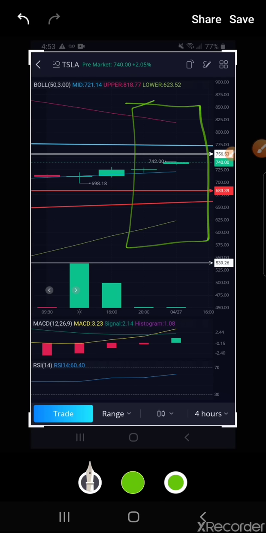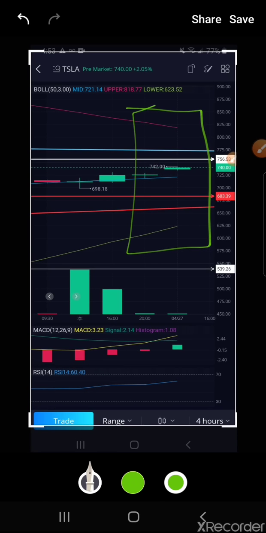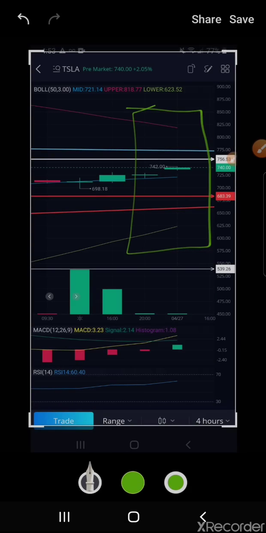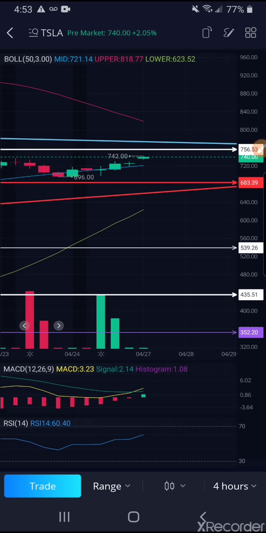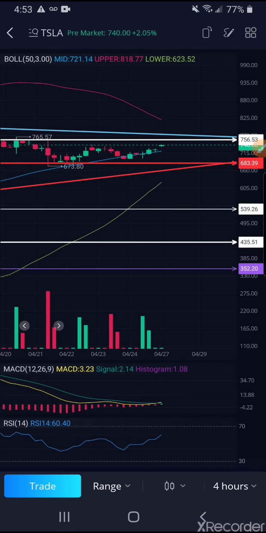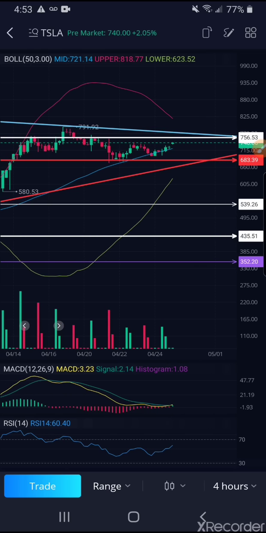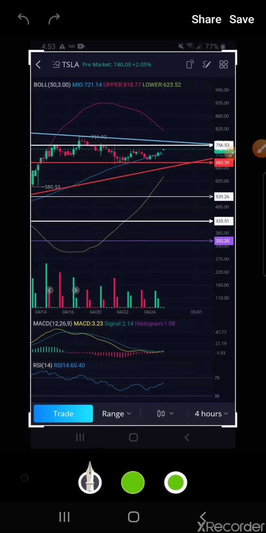All right, so let's zoom back out. Let's get a little better look at this. Tell me where you see this trend, this pattern is beautiful. All right, I'm doing this so I can show you guys.